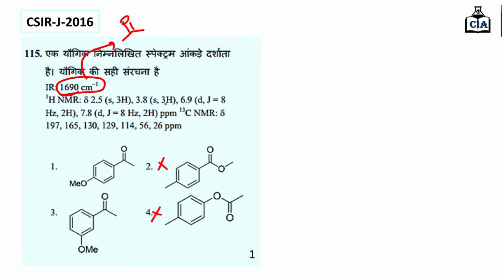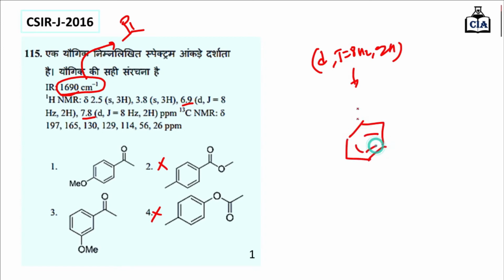Now if you look at the chemical shift values at 6.9 ppm and 7.8 ppm, this shows doublets with J value equal to 8 Hz. Okay, and both are for 2 protons. So this indicates that our compound is a para substituted compound. Okay, both signals are observed for these different protons, for HA type and HB type protons. So our compound is para substituted, but compound third is meta substituted, so this is incorrect. So the correct option will be the first.